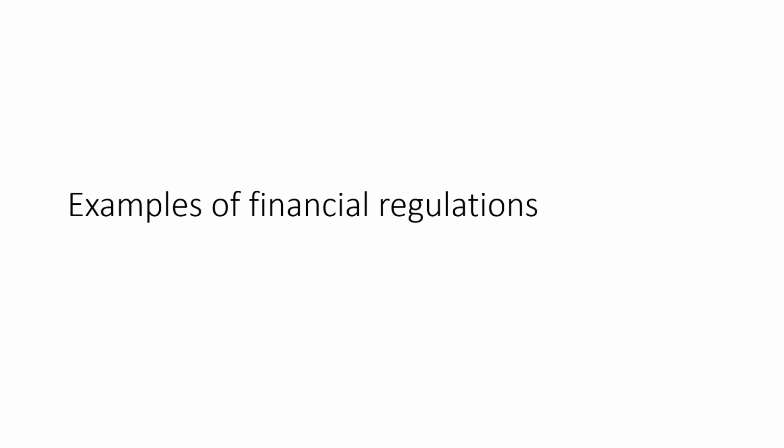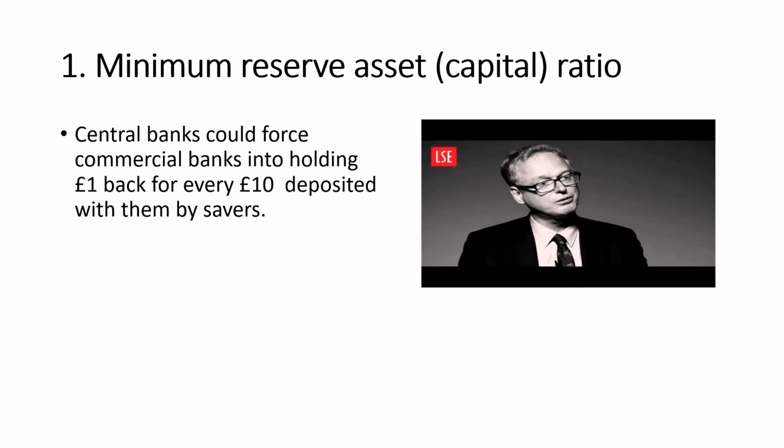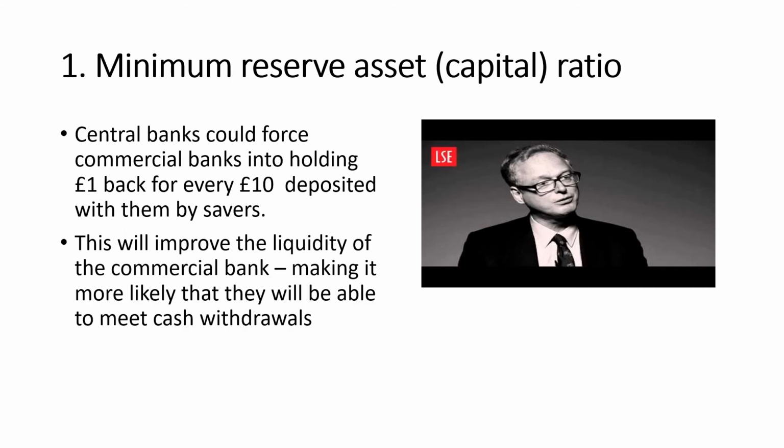So let's look at some examples of financial regulations. The first one is a minimum reserve asset ratio. So the government, or the central bank rather, could force commercial banks into holding £1 back for every £10 deposited with them by savers. And that will improve the liquidity of the commercial banking system, making it more likely that the commercial banks will be able to meet cash withdrawals from depositors.